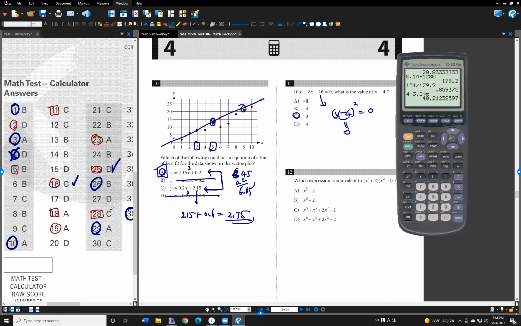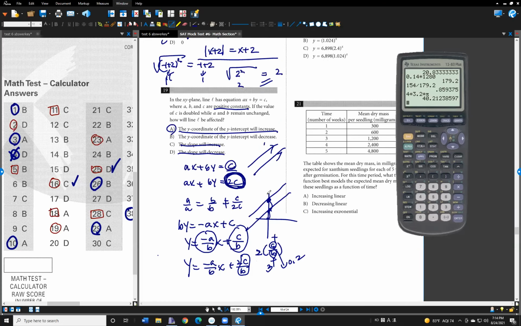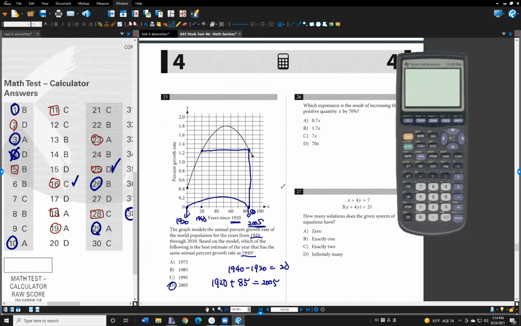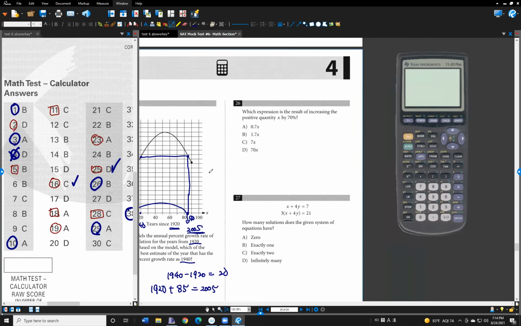All right, number 26. Quantify a 70% decrease: x times 1.70% increase, 0.7, that's the answer, okay? 1.7x is the answer.